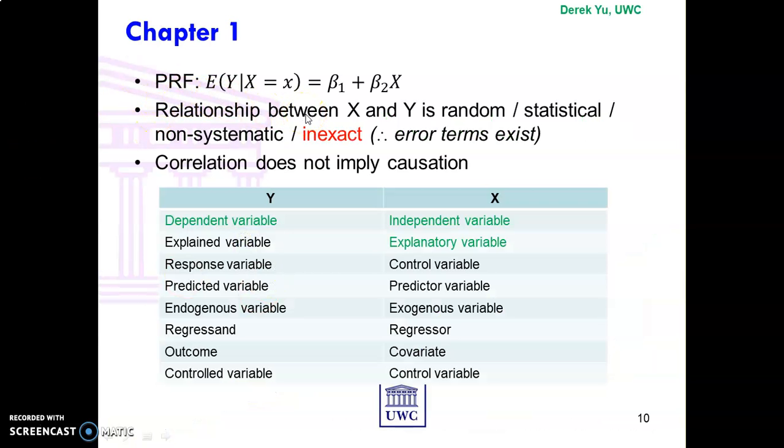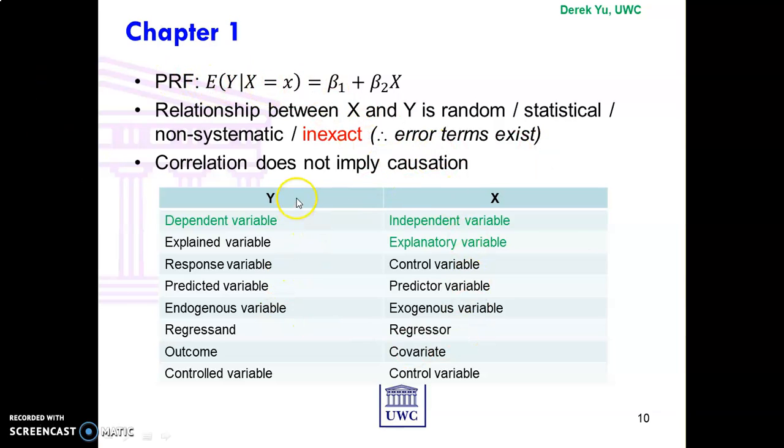So in case you can luckily interview the full population, remember the big N stands for population, then you can derive your PRF, population regression function. So this part means expected Y value given X equals a particular value. And then this is your constant B1, B2 is your slope parameter. Okay, but the relationship between X and Y is inexact. This is why the error term exists. So error terms exist, and it actually stands for the difference between actual Y and the expected Y.